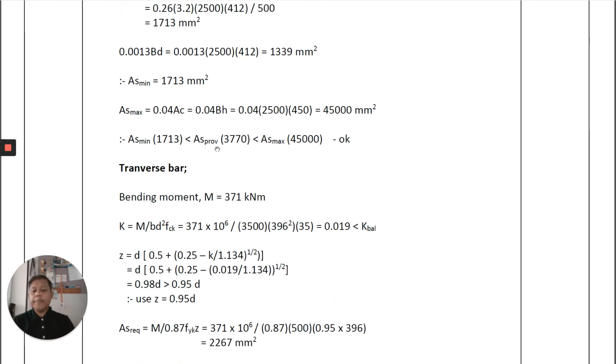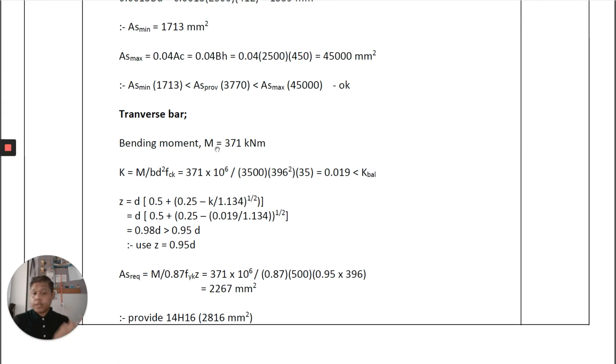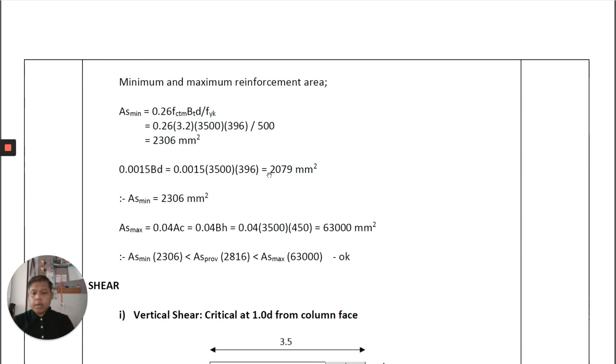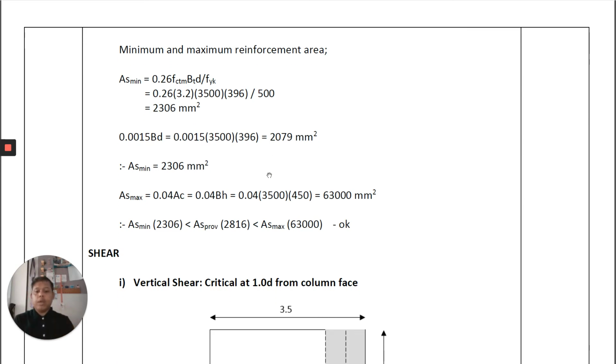Then the same process that you have to do for the transverse reinforcement, and then you have to remember the B that you have to use is 3,500, same as what you have done in your calculation of the moment. Okay, then the minimum and also maximum reinforcement, same as what we have done.